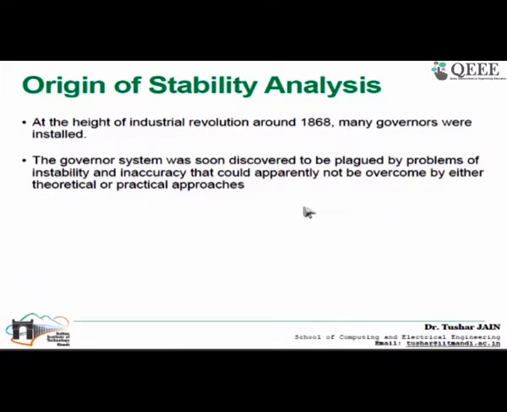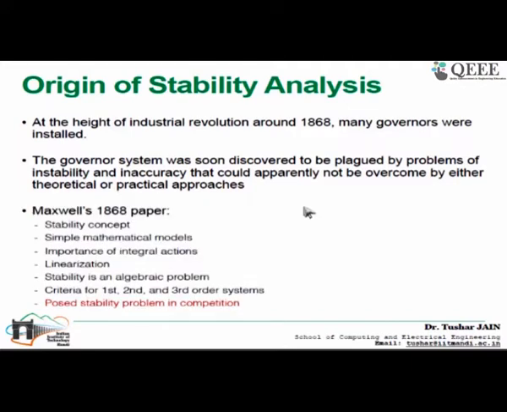At the height of the industrial revolution, around 1868, many governors were installed to control the speed of the motor. When all these governors were installed in high capacity, it was observed that these feedback control loops were not behaving in the way expected of them. There were issues like instability and inaccuracy, which were not resolved by either theoretical or practical approaches, right? Because this is a mechanical device.